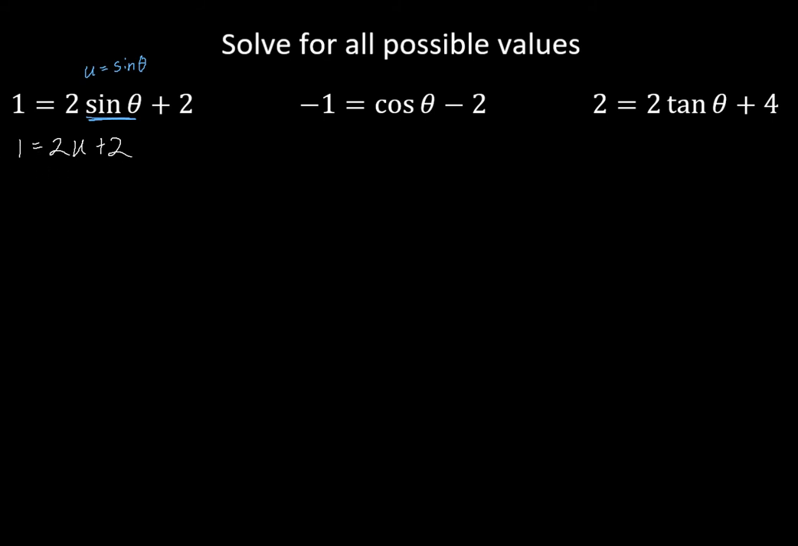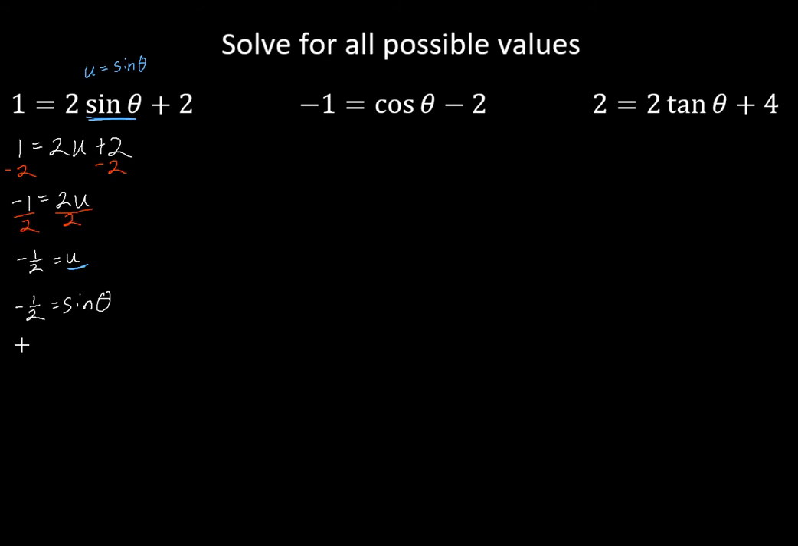The goal of any algebra problem is get the variable by itself. And we do so by following almost reverse PEMDAS, a reverse order of operations. Divide both sides by 2, and we end up with negative 1/2 is equal to u. Here's the different part. U is not u. U is actually sine of theta. So at this point, we need to resubstitute back in. And now it looks exactly like we're used to.